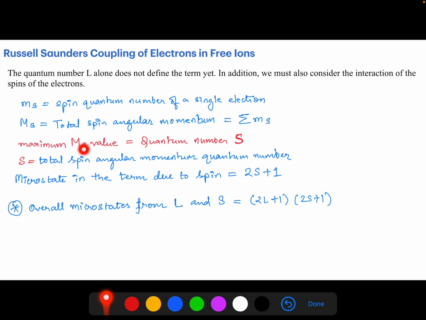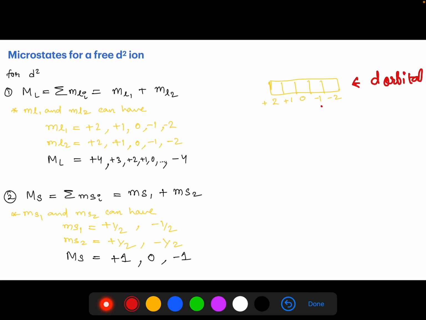And the maximum Ms value is equal to the quantum number associated with it, which is capital S. And this quantum number is the total spin angular momentum quantum number. And the microstate in the term due to spin is simply 2S plus 1. Overall, the microstate from L and capital S, we can write as the product of 2L plus 1 and 2S plus 1.